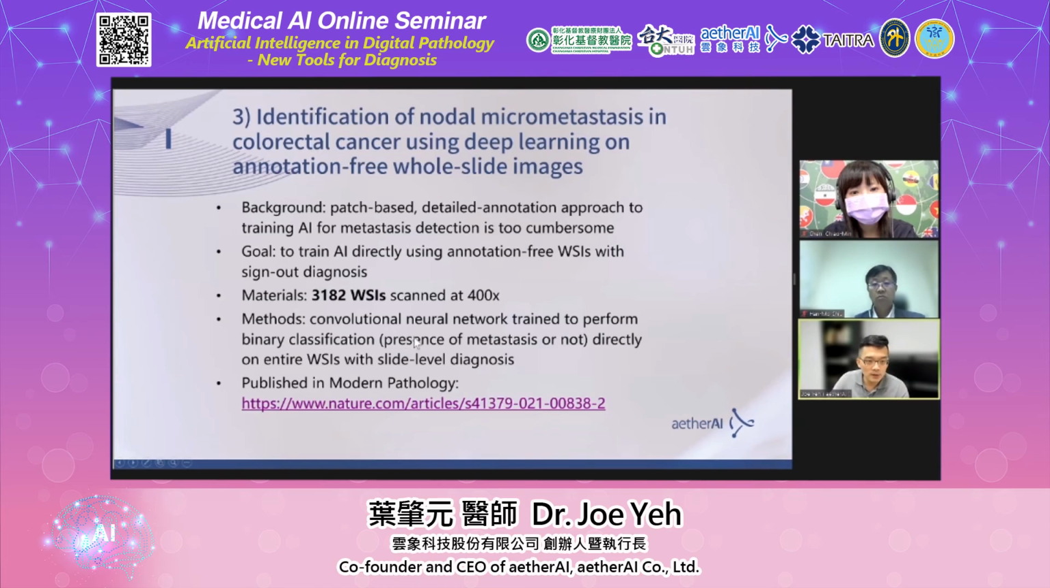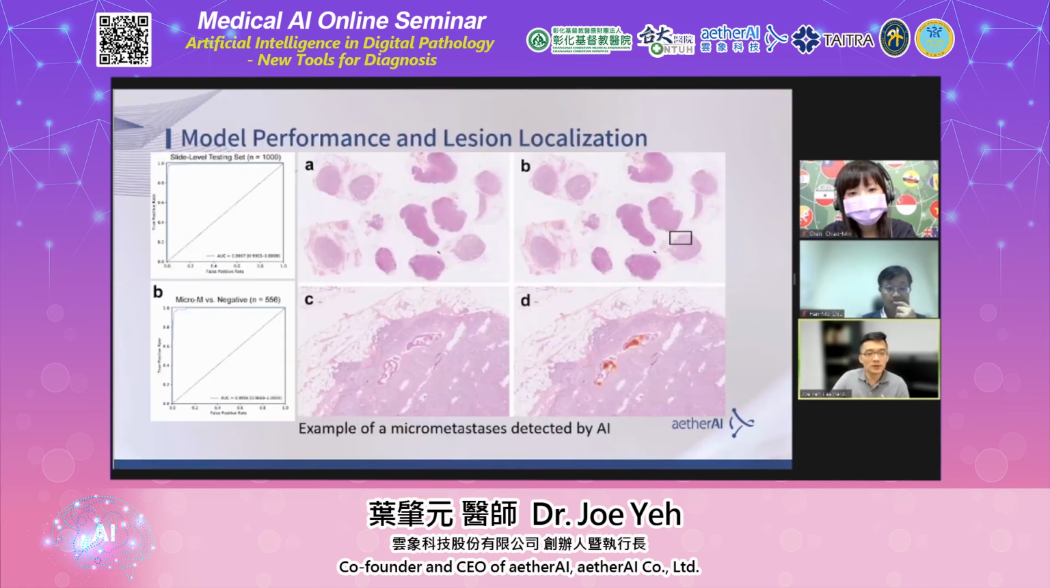And finally, we use this method to train an AI model to recognize micrometastasis in colorectal cancer. Typically, this kind of AI is trained using detailed annotated whole slide images, but that is too labor intensive. So using our new approach, we use 3,182 whole slide images with sign-out diagnosis and no detailed annotation to train AI directly. The result was astounding. Using a test set of 1,000 slides, we're able to show that our AI model trained on whole slide images can reach an AUC of 0.9967. That is, for the 1,000 testing cases, we only made a mistake in 3 cases.